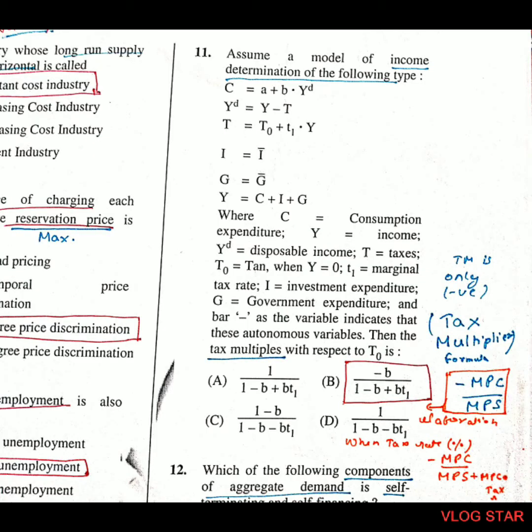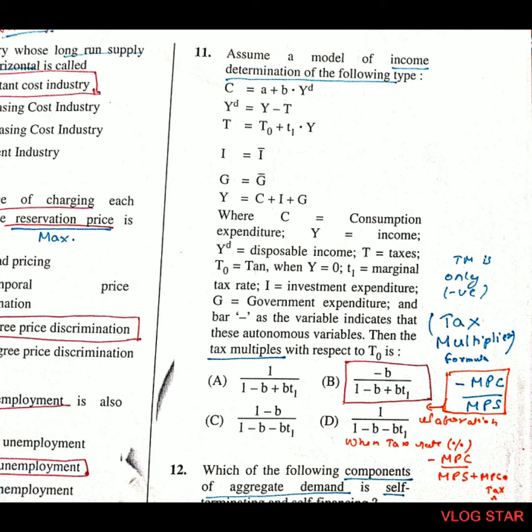It looks like a big question, but in the end he is just asking the formula of tax multiplier. What's the formula of tax multiplier? Minus MPC upon MPS. So when we elaborate it, the formula becomes minus B upon 1 minus B plus BT1. You must always remember that the only multiplier which has negative sign is tax multiplier.